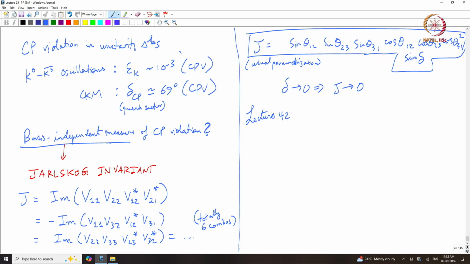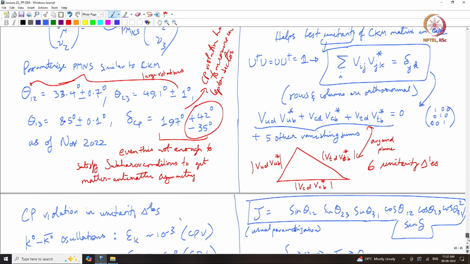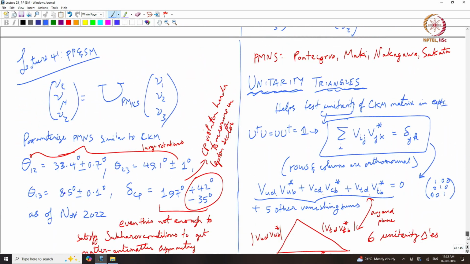Okay, so welcome back to particle physics and the standard model. This is lecture 42, and last class we inspected the PMNS matrix a bit. What is the PMNS matrix? It is the matrix that takes you from the mass basis to the flavor basis, okay, in neutrinos, right.